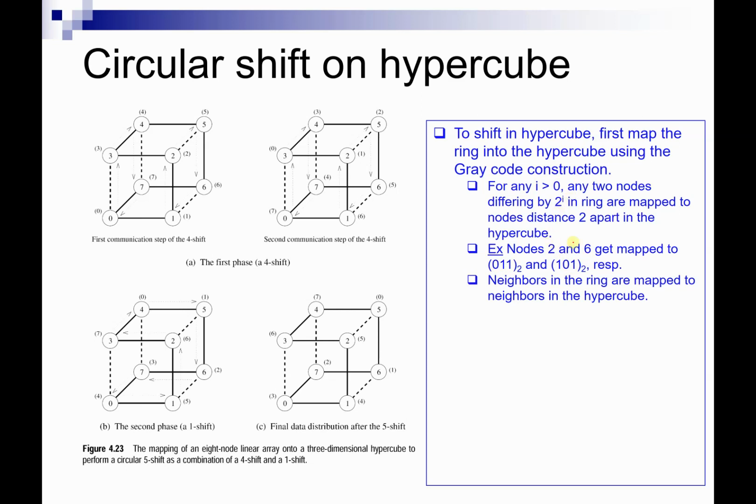If two nodes differ by 2 to the i, then they're going to differ by a distance of 2 after being mapped to the hypercube.